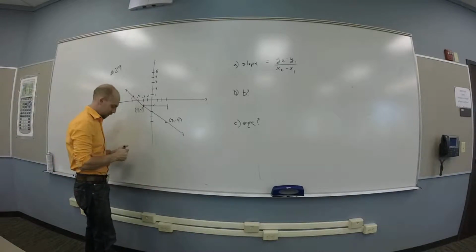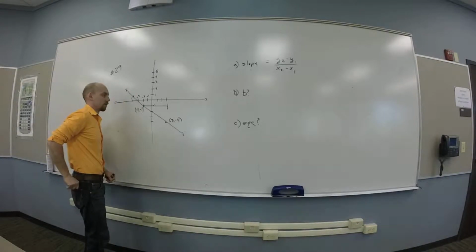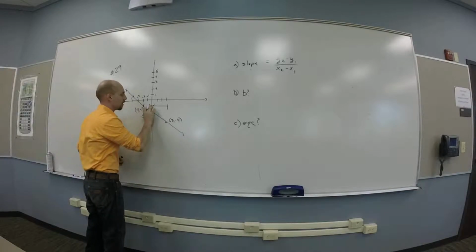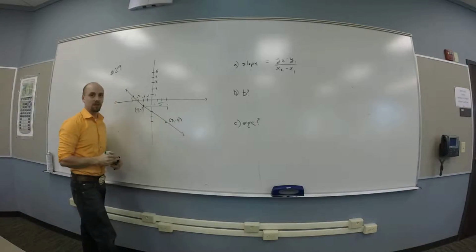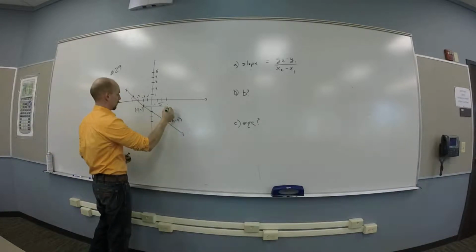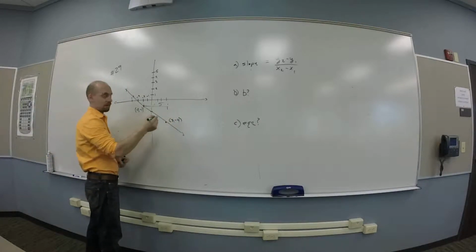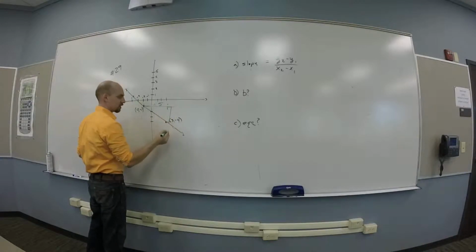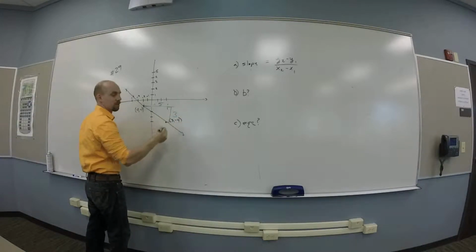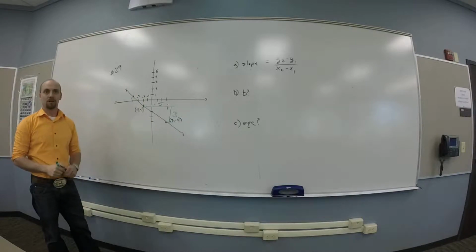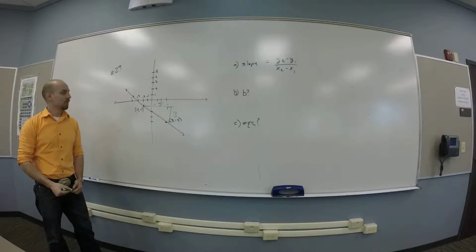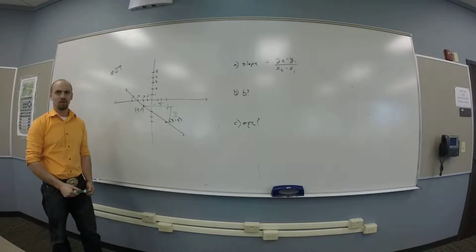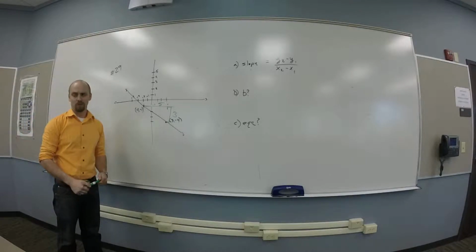5. Maybe I should do this in a different color. So I want to know how far this is. That looks like 5 to me. This is 6. Yeah, you're good. How far is this? 3. Pretty cool. Okay, is my slope 5/3? What's my slope? Whoa. Why not 5/3?